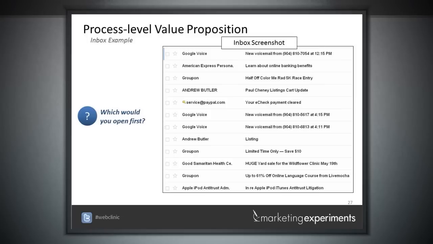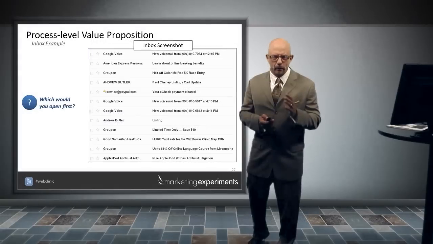Please understand that a subject line is also in need of a process-level value proposition, because it's competing, but not with some other company's email that might be competing with your offer. It's competing with the other subject lines in the inbox. And until you think that way, you can't craft the subject line that will get people to click and open.